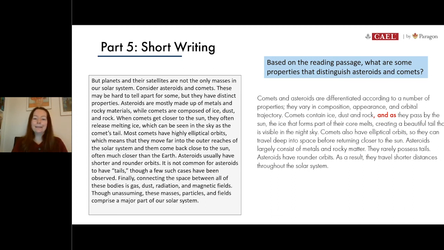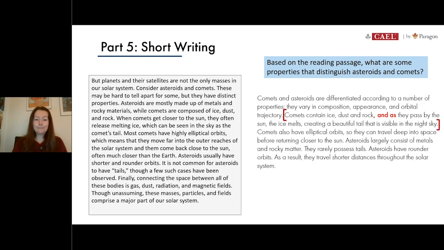Okay, so I like the compound nature of that sentence, but I'm actually finding it a bit clunky now. I think that little middle section there, that relative clause that I've crossed out, I think if I remove that clause, it actually flows a little bit better together. So that revised sentence is within those brackets. So it says, comets contain ice, dust, and rock, and as they pass by the sun, the ice melts, creating a beautiful tail that is visible in the night sky.